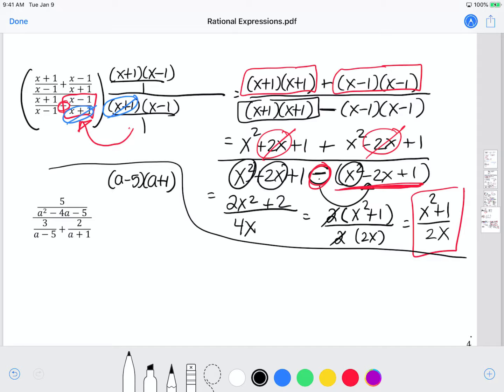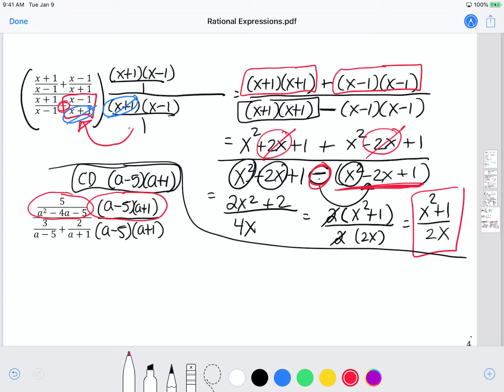So what I'm going to do is multiply the top and the bottom by a minus 5 and a plus 1 on the top and the bottom of my complex fraction. And this is my common denominator. When I multiply this times this, the whole thing is going to cancel with the denominator because a squared minus 4a minus 5 is a minus 5 times a plus 1. It's the same thing, just factored. So I'm going to be left with 5 up top.